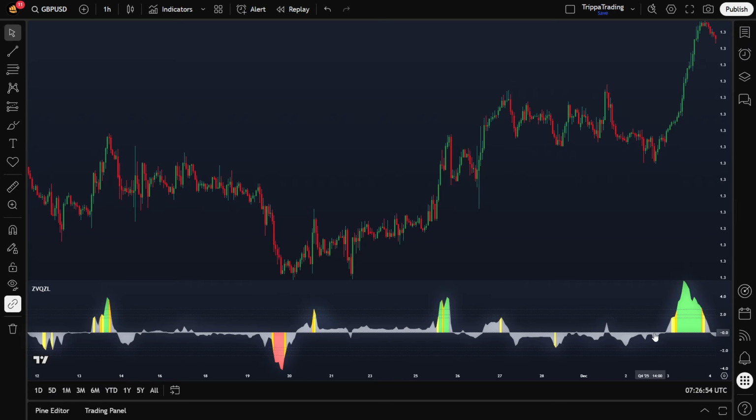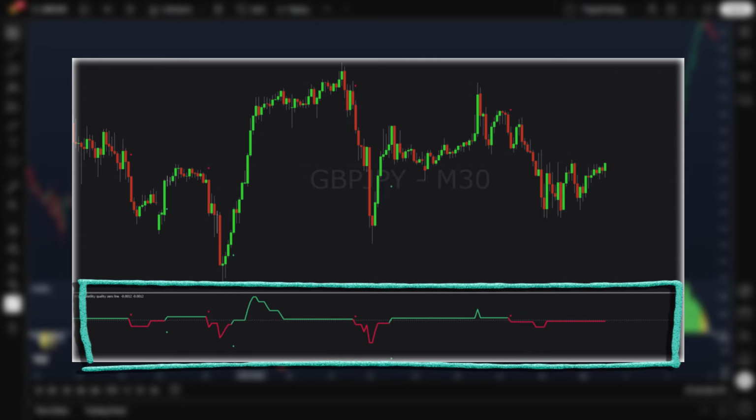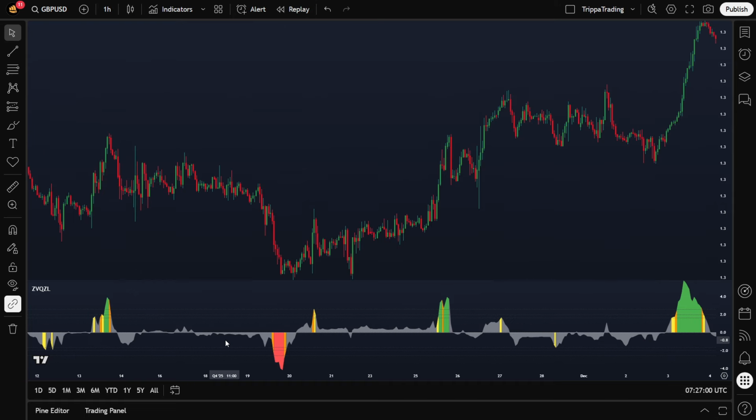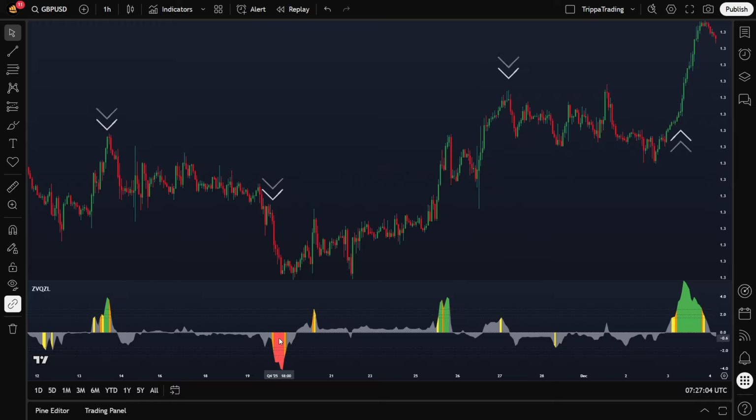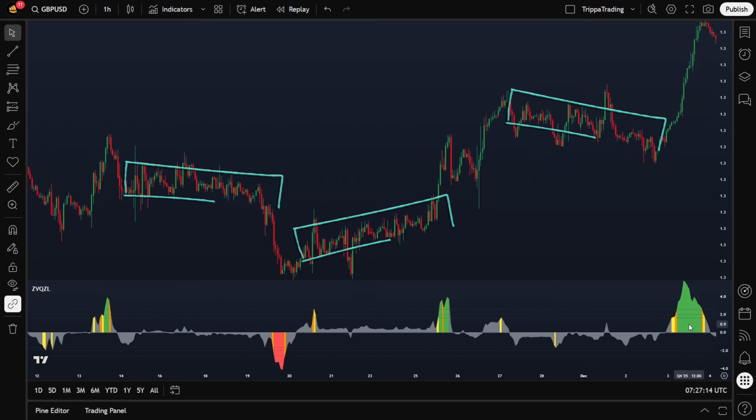This indicator is an enhanced and standardized version of the original Volatility Quality Zero line. The big upgrade here is that it applies Z-score probabilities to the volatility readings, which basically means it measures how far the current volatility is from the average, and based on that distance it tells you whether the market is more likely trending or flat.